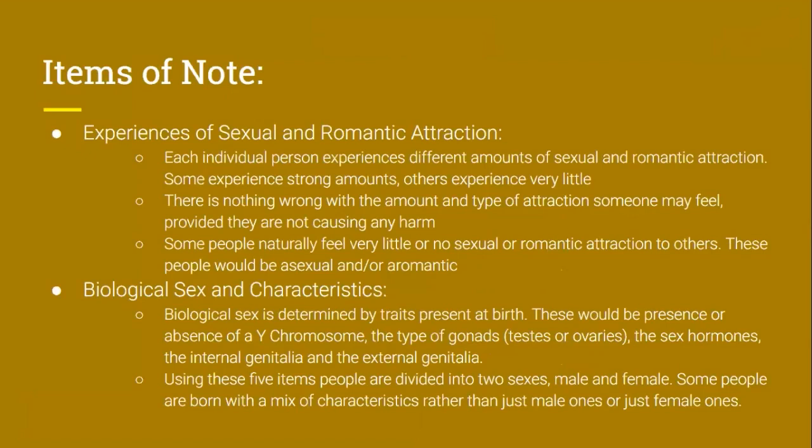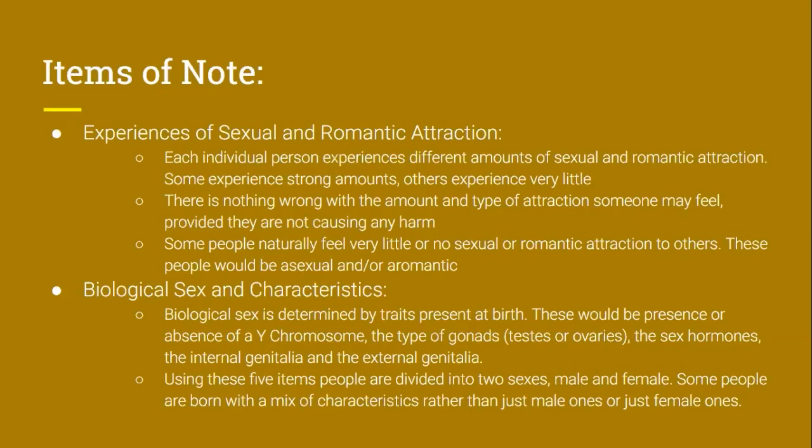The first thing to talk about is experiences of sexual and romantic attraction. Each individual person experiences a different amount of sexual and romantic attraction towards other people. Some people experience strong amounts of sexual and romantic attraction, while others experience very little. There's nothing wrong with the amount or the type of attraction someone may feel towards another as long as they're not causing someone harm. Some people naturally feel very little or no sexual or romantic attraction towards others. These people would be asexual and/or aromantic. A person can be aromantic and asexual, or just one or the other.